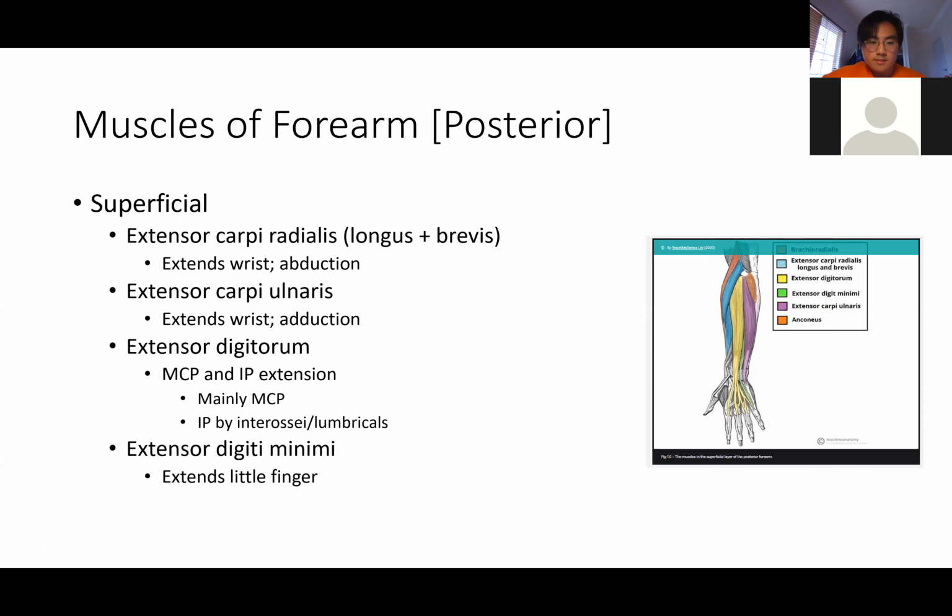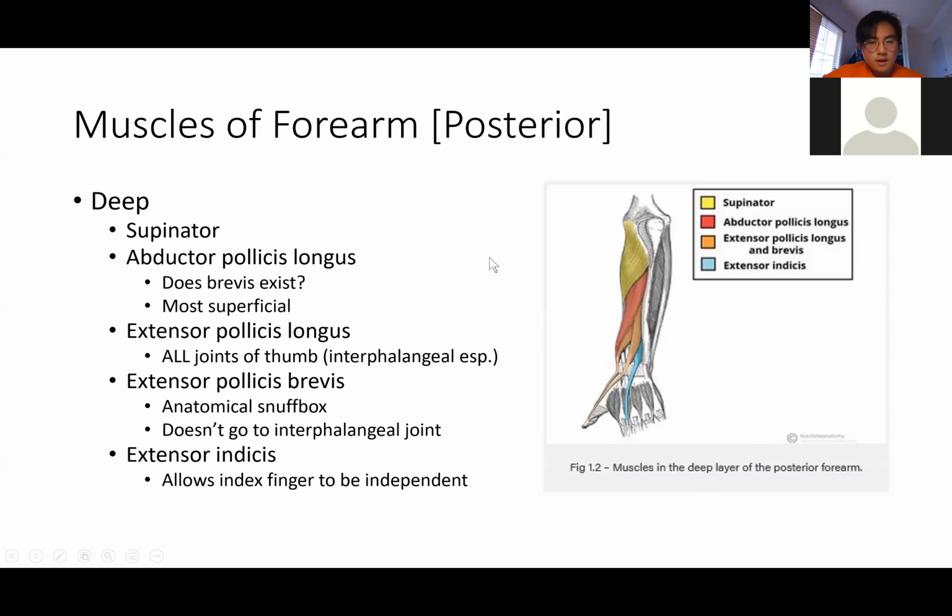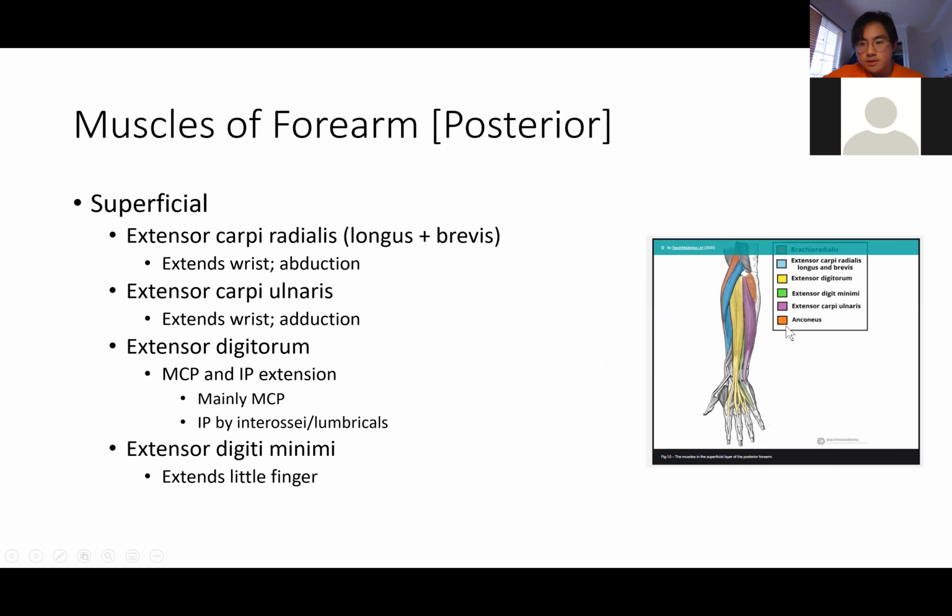Then we have the extensor digiti minimi, which name is pretty self-explanatory. And you notice that I didn't mention anything about the anconeus or the brachioradialis because they're not that important, except brachioradialis is a flexor. It's unique in that it's a flexor of the arm, but it's in the posterior compartment. And since it's in the posterior compartment, it's innervated by the radial nerve. Anconeus, like, not that important.